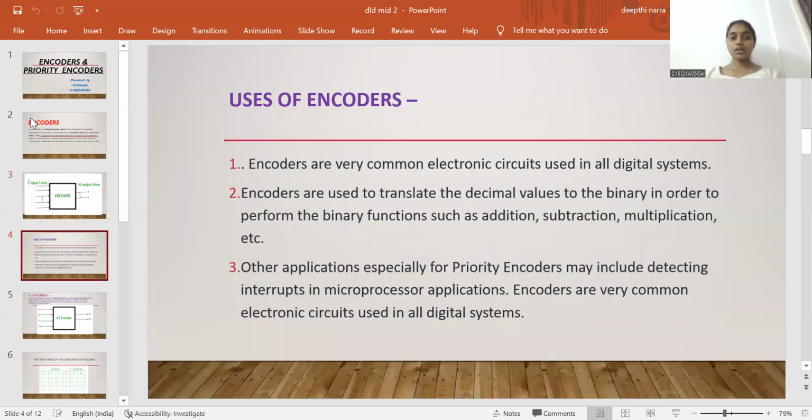Uses of encoders. Encoders are very common electronic circuits used in all digital systems. Encoders are used to translate decimal values to binary in order to perform binary functions such as addition, subtraction, multiplication, etc. Other applications, especially for priority encoders, may include detecting interrupts in microprocessor applications.